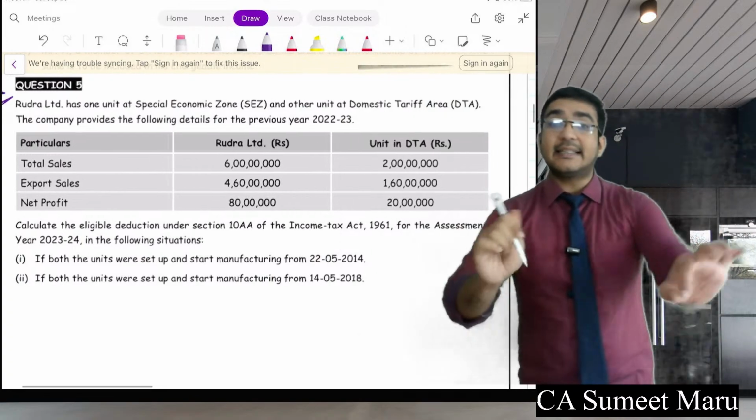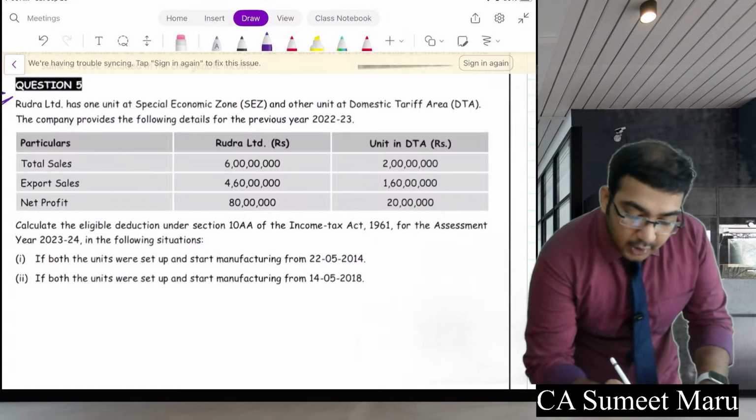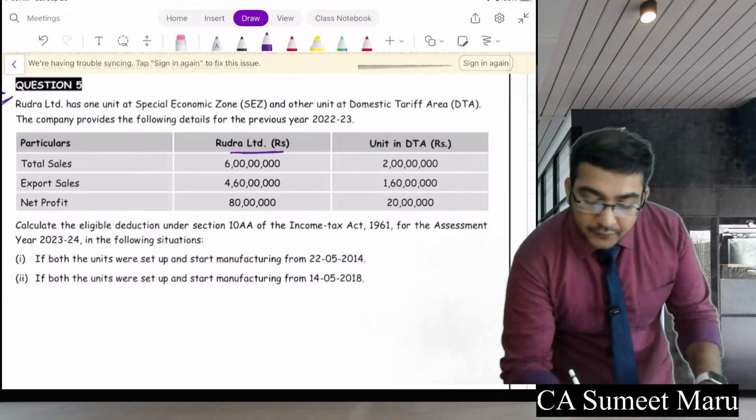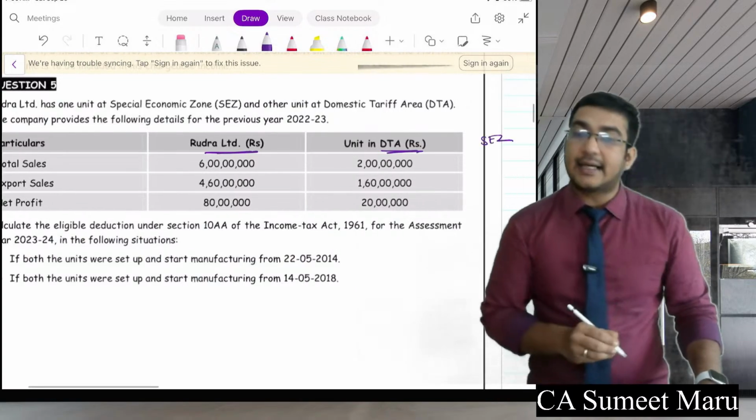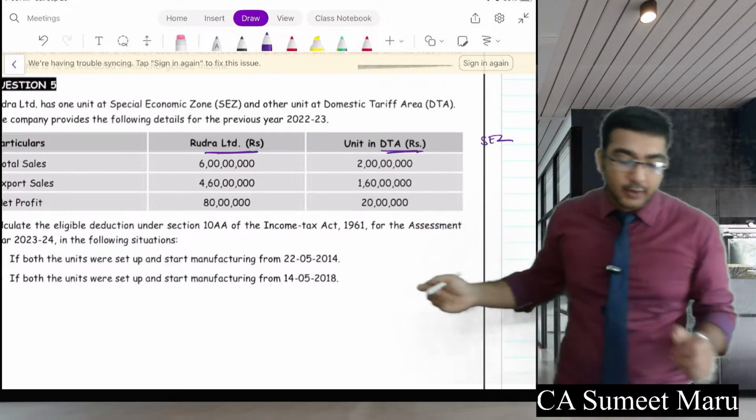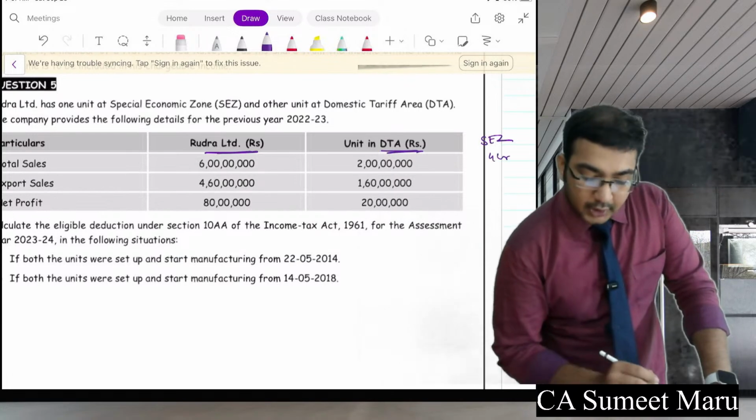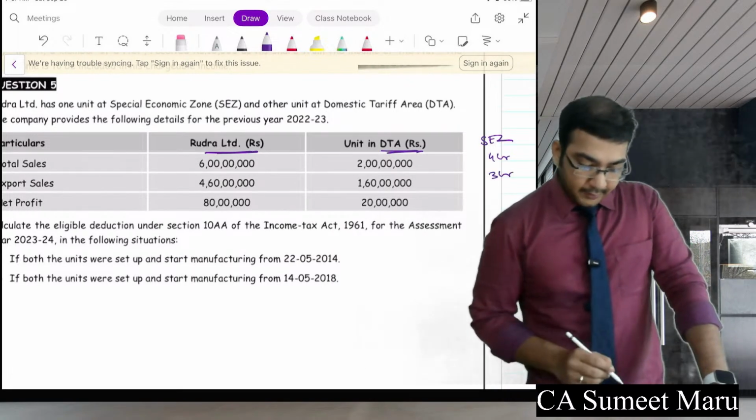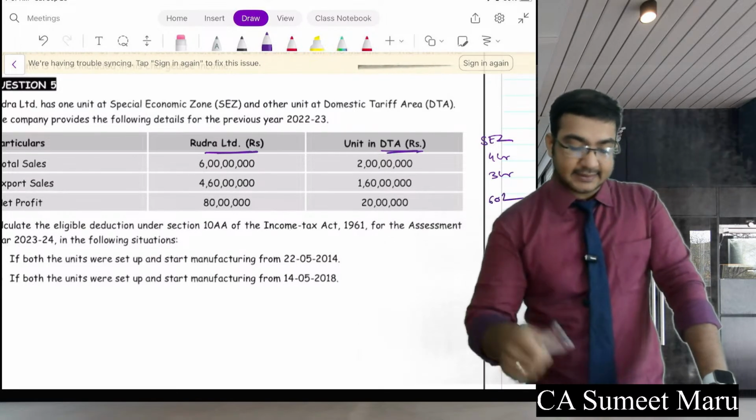Now what is the interesting thing here, pay attention in this question. They have given the total turnover of Rudra Limited, and they have given the turnover of the DTA. So you will have to calculate the SEZ turnover separately. How will you calculate? Total minus DTA would be the SEZ turnover. So SEZ turnover would be how much, guys? 4 crore total turnover. Export would be how much? 3 crore, right? Right. And net profit would be how much? 60 lakhs.